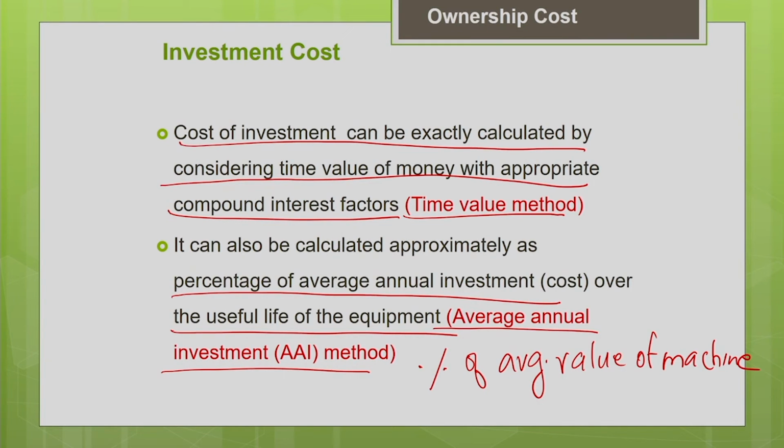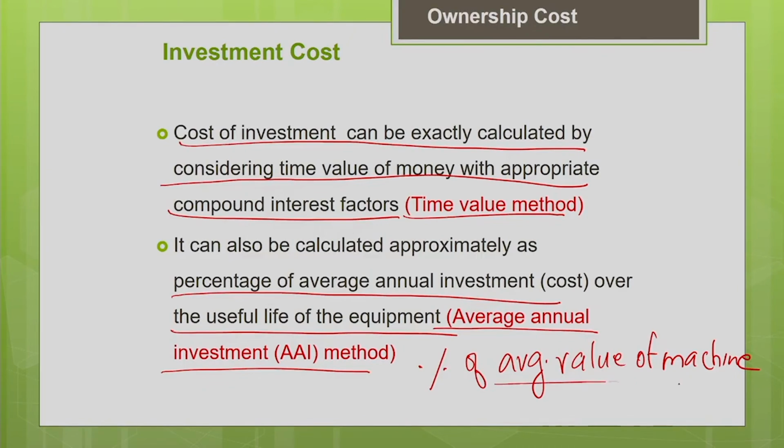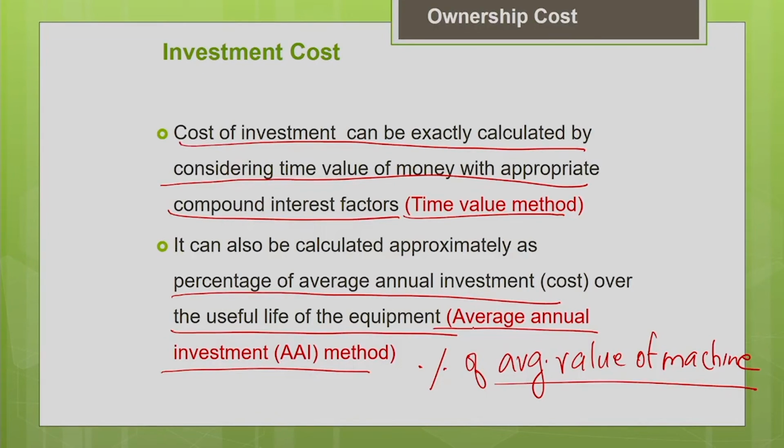In order to make our calculations convenient, as you know, all the components of the ownership cost which are expressed as a percentage of the value of the machine will also depreciate according to the value of the machine. To make our calculations easier, let us approximate or fix an average value of the machine and express all the components of the ownership cost as a percentage of the average value of the machine. This is what we do in the average annual investment method. Here we calculate the cost of investment as the percentage of the average value of the machine over its useful life. How to calculate the average value of the machine, we are going to see in the upcoming slides.